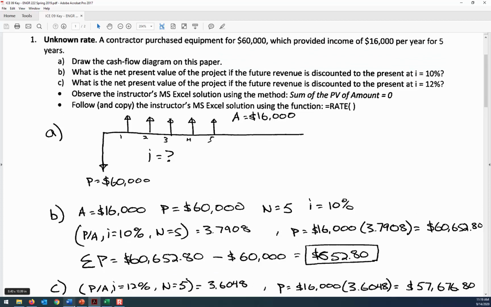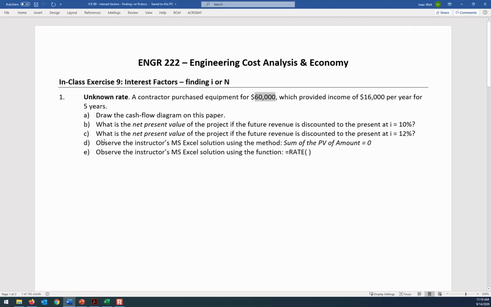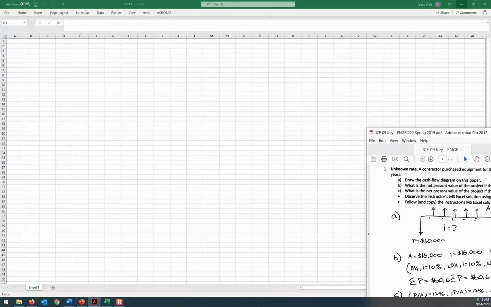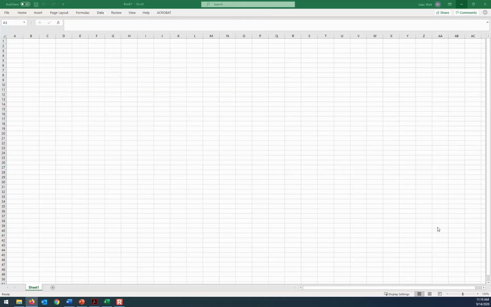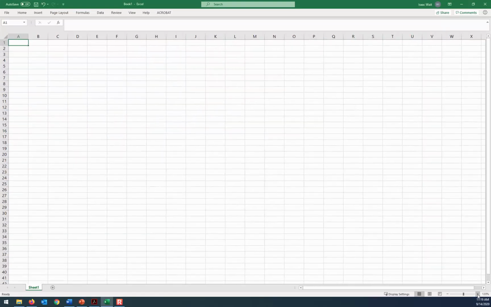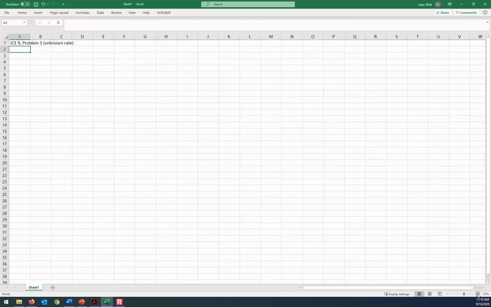All right, so the in-class exercise now says, observe the instructor's Excel solution using this method: the sum of the present value of the amounts is equal to 0. All right, so if you have Excel handy, then open that up on your computer. Well, maybe for now just observe. You don't necessarily have to follow along by setting things up the same way that I do. But here I'm going to do in-class exercise number 9, problem 1, unknown rate. Let me make that a little bit bigger.